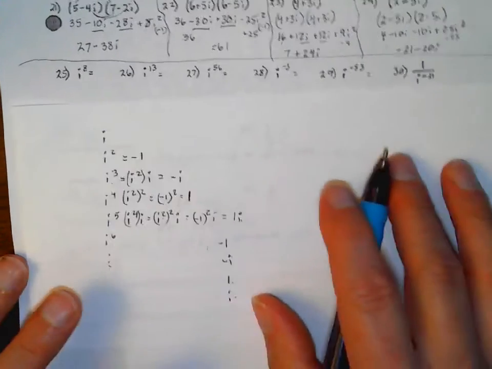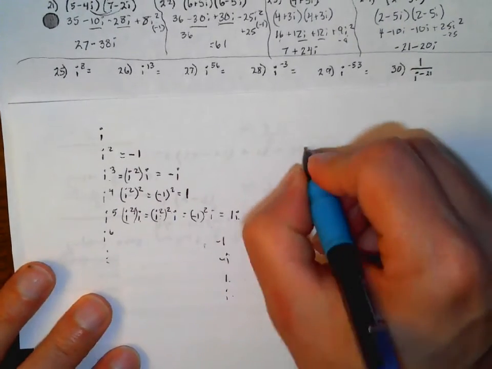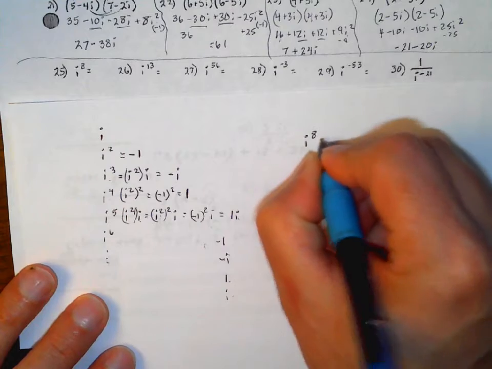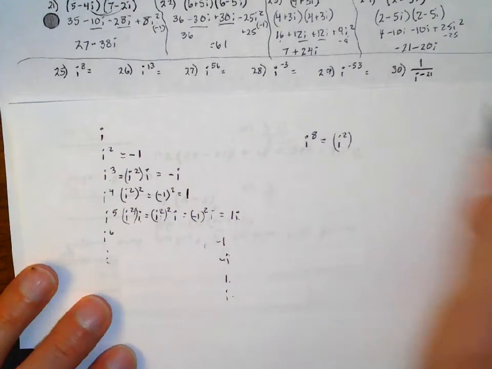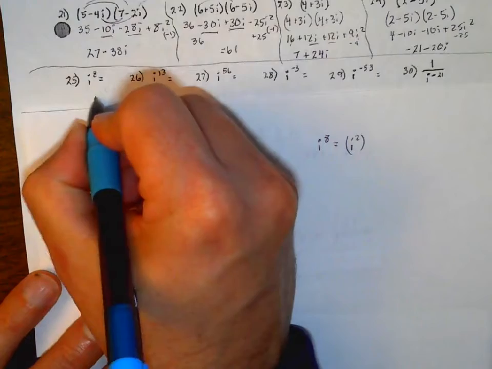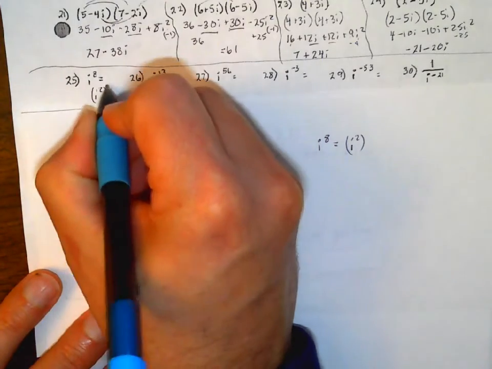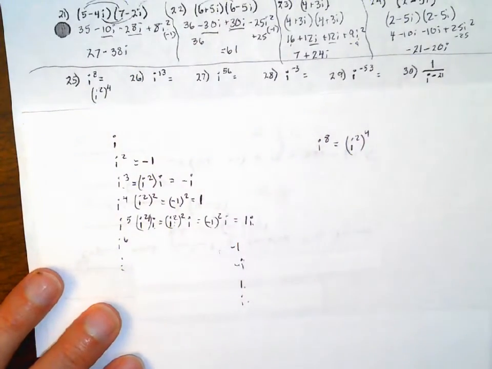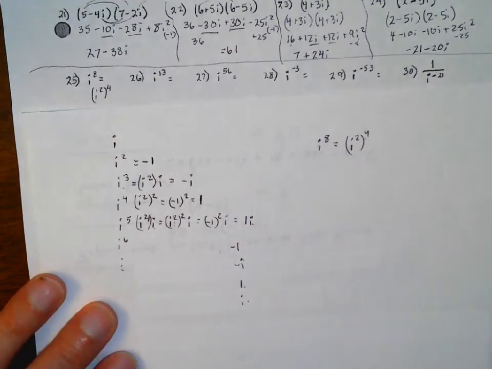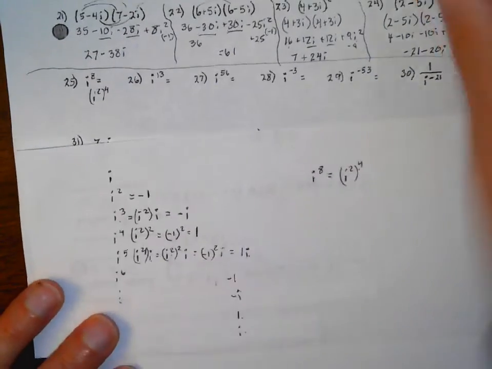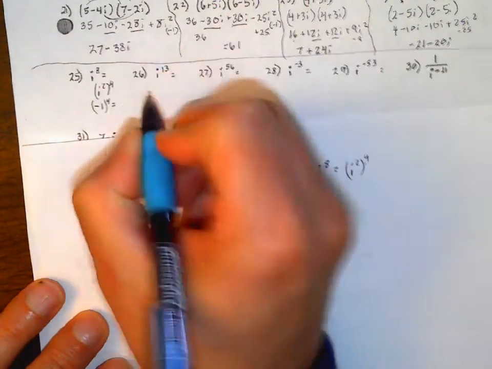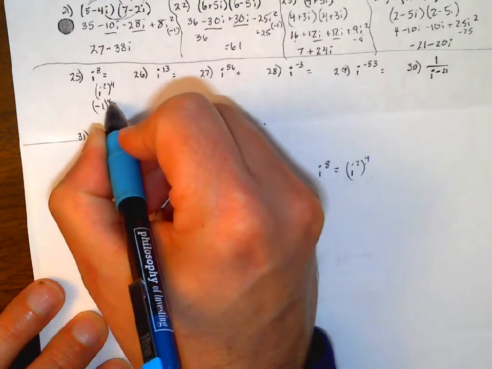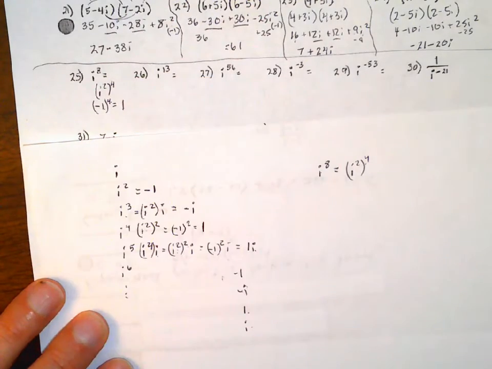They might also have taught you this, and this is how I like to do it. I like to think, okay, i to the 8th: how many i squareds are in i to the 8th? i to the 8th is i squared to the fourth power, because 2 times 4 is 8. Then I think, i squared is -1, so we have -1 to the fourth, which is, remember, any negative to an even power is just 1.